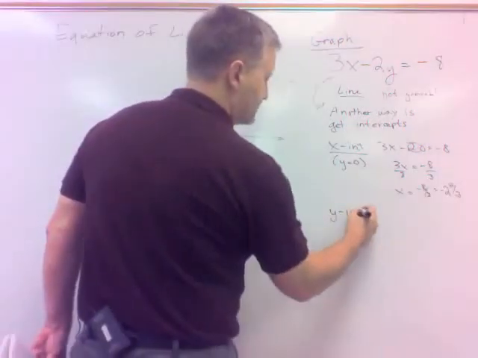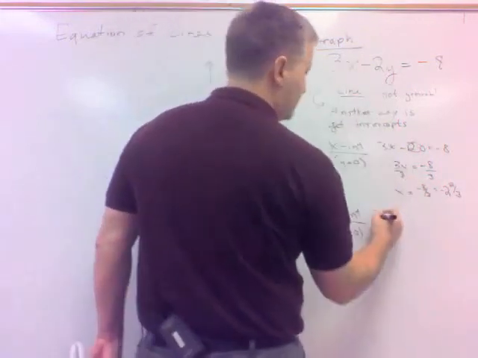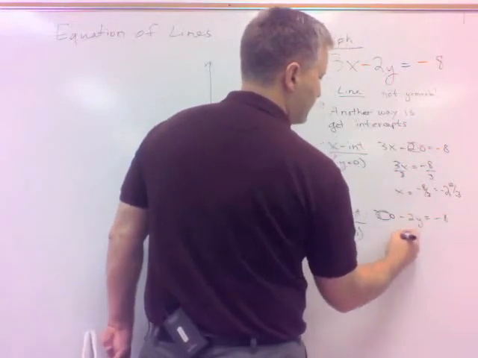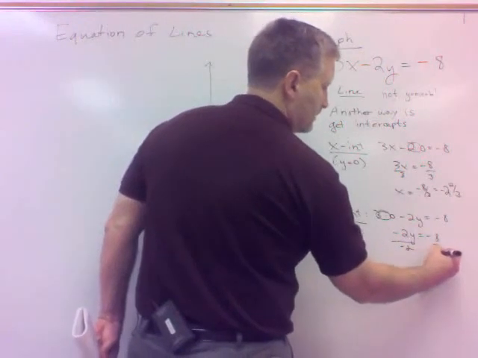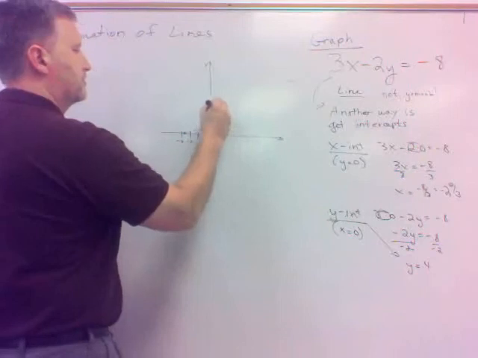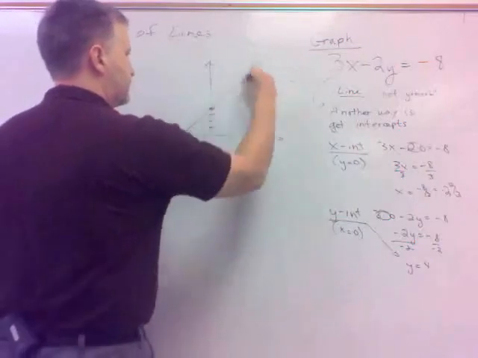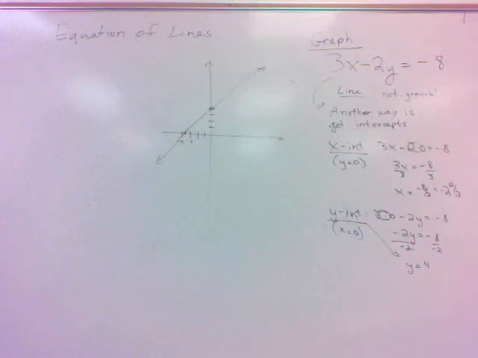And then the y-intercept, to get a second point, set the x to be 0. 3 times 0 minus 2y equals negative 8. That's 0, so it just makes it negative 2y equals negative 8. Divide by negative 2. So y is 4, is the y-intercept right here. So there's your y-intercept, there's your x-intercept, 2 points to determine a line, there's your line. Okay? So that's another way you can do these lines, is get the x and the y-intercept.